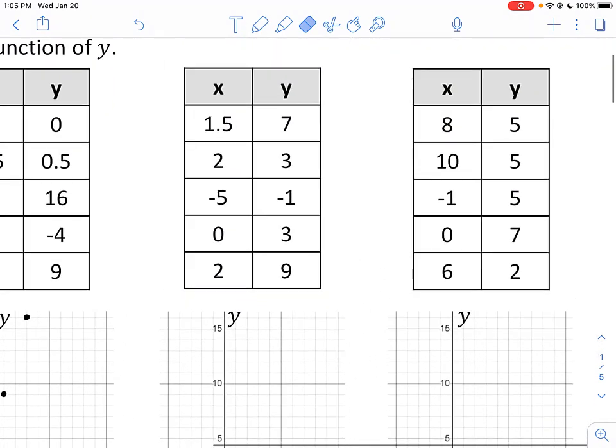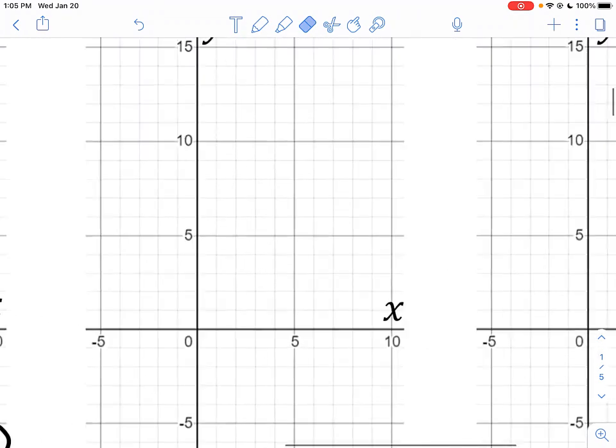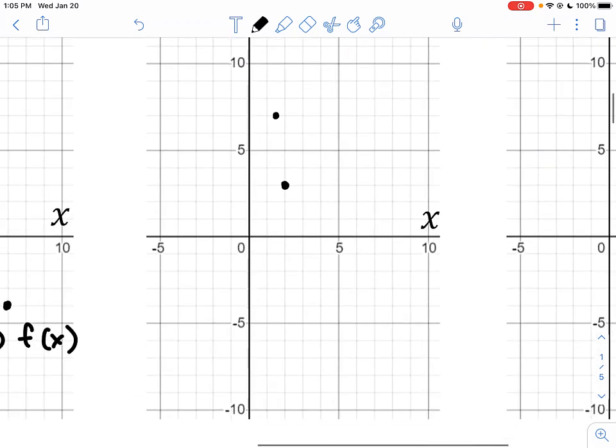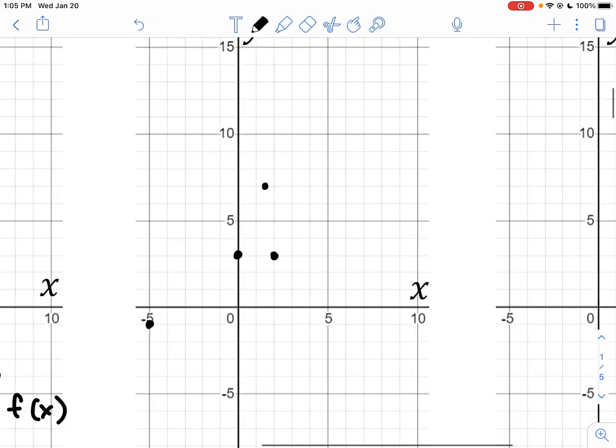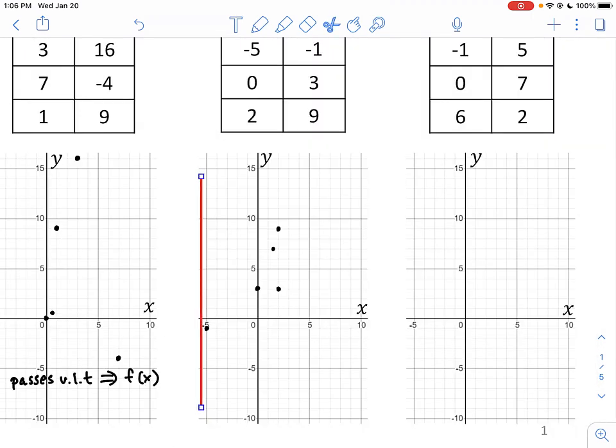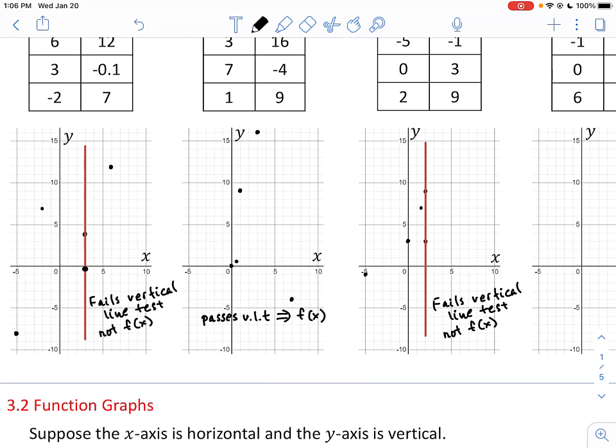Okay, let's look at the next relation. The points are (1.57, 2), (3, -5), (-1, 0), (3, 2), and (9, ...). Imagine a vertical line scanning across the graph. The vertical line test is going to fail as soon as we get to the vertical line x equals 2. This relation also fails the vertical line test, therefore not a function of x.